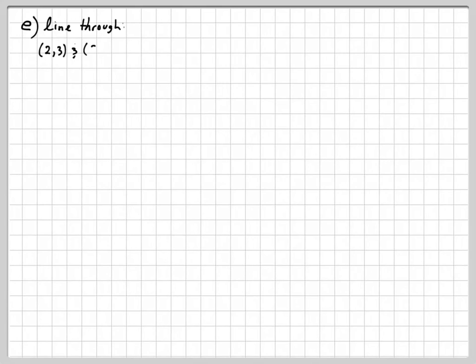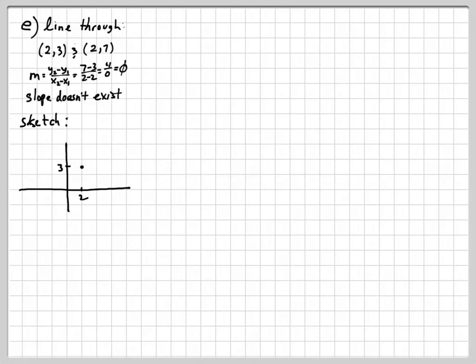I have a line and I wanted to go through these other 2 points, 2, 3, and the point 2, 7. Now I'm going to do it the same way as I did the previous example by finding the slope first using the slope formula. Now when I plug them in and I solve for the slope, I get no solution. I get 4 divided by 0, which is no solution. So that means that the slope doesn't exist.